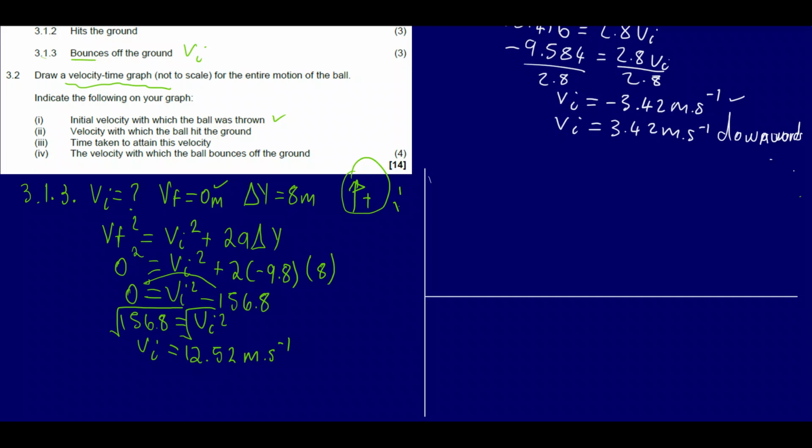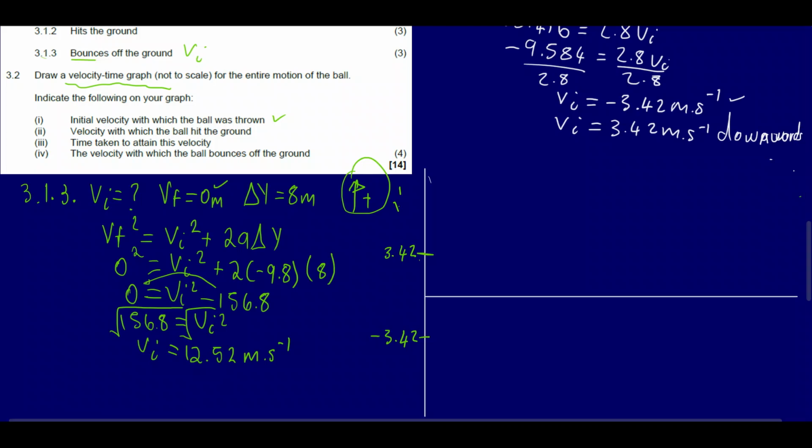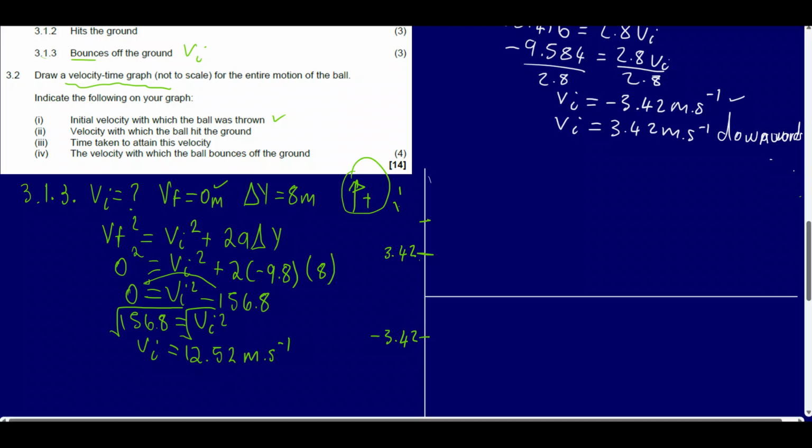So we have to indicate the initial velocity. What is the initial velocity of the ball? I think we had calculated it. It was 3.42, and we'll show this one as negative 3.42. So what else do we have? We have 15 here. So we have 12.52. So let's show this 12.52 on either side.